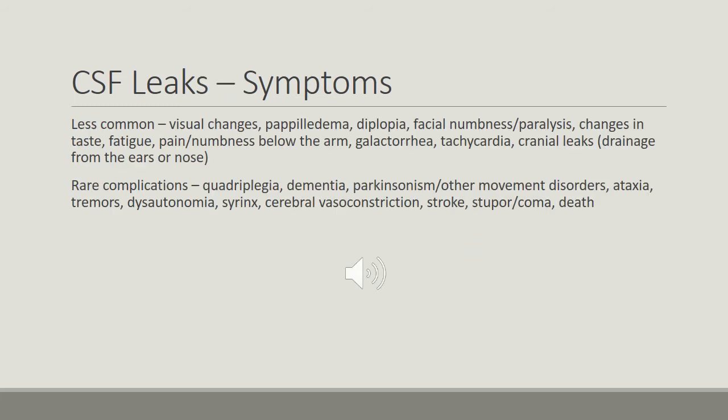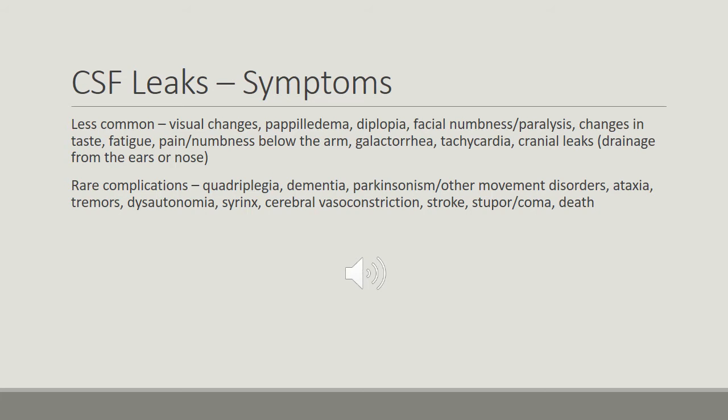So more on CSF leak symptoms. Let's go over some less common ones. We have visual changes, papilledema, which is increased swelling pressure intracranially on the optic disc. We have diplopia, which is double vision, facial numbness, paralysis, changes in taste, fatigue, pain, numbness below the arm, galactorrhea, which is spontaneous breast milk production unrelated to children, tachycardia, cranial leaks, drainage from the ears and the nose, and then some rare complications.